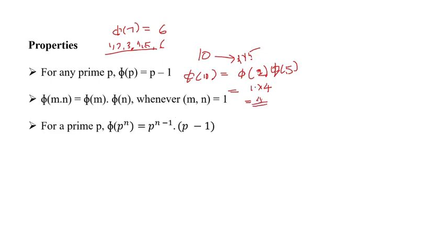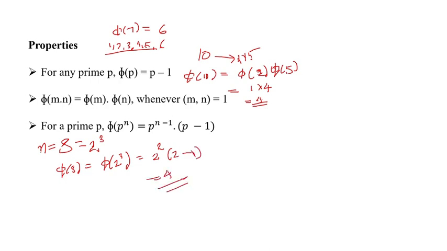Then the third property: for any prime p, phi of p power n is equal to p power n minus 1 into p minus 1. For example, consider the number 8. 8 can be written as 2 cube, a power of a prime. Then phi of 8 can be written as phi of 2 cube. Phi of 2 cube is nothing but 2 power 3 minus 1, that is 2 square into 2 minus 1, which is equal to 4. So we can use any of these three properties to find the Euler-Totient function of a number.